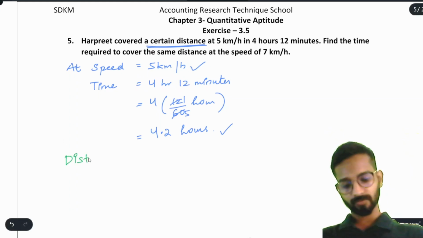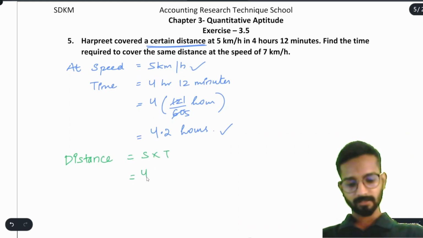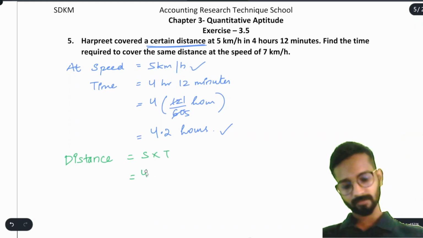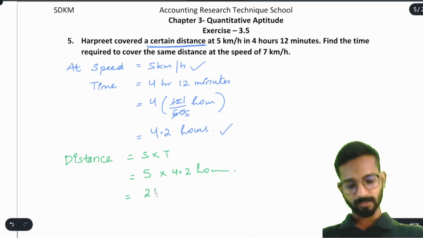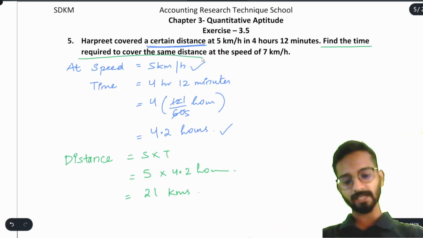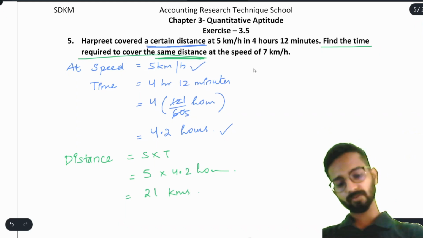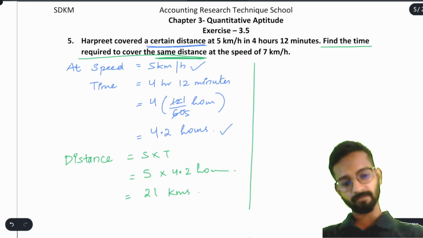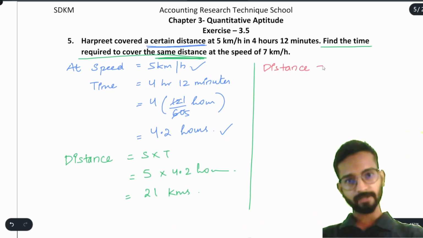Distance is equal to speed into time. That is, speed is how much? 5 into time is 4.2 hours. So distance will be 5 4s are 20, 21 kilometers. This is your distance. Now what they are saying? Find the time required to cover the same distance. It means they want to say, if you want to cover the same distance means distance of 21 kilometers.